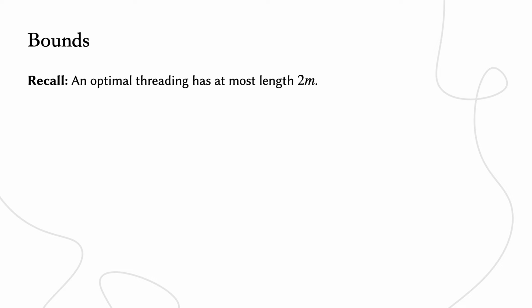Now we'll take a quick look at bounds. As discussed, we can employ a double threading strategy by assigning every junction to be a cycle. This threading results in each tube being traversed exactly twice, totaling a length of 2m. So the optimal threading has length at most 2m. We can approach this bound up to an added constant by considering graphs with long sequences of bridges. Each bridge edge needs to be traversed at least twice to close the loop.